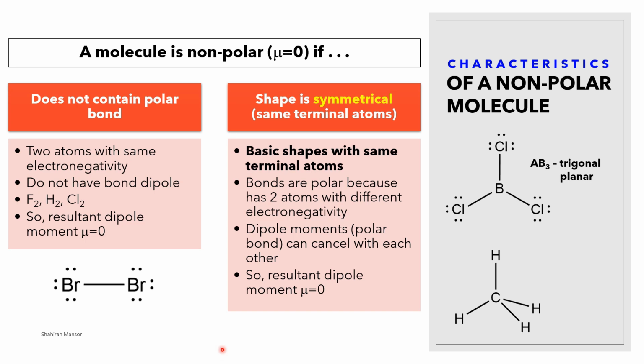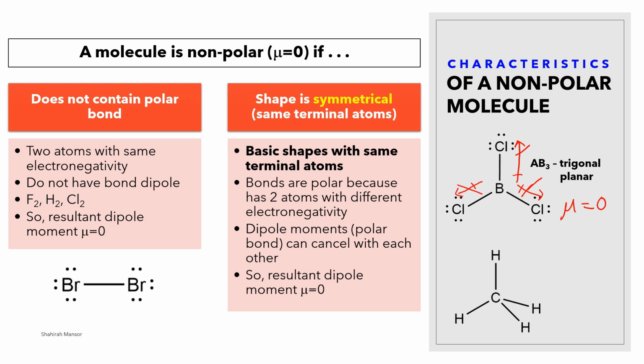So let's take BCl3 as the example here. So BCl3 antara B dengan Cl, Cl is more electronegative. So you can draw this bond dipole. So di sini walaupun this molecule has bond dipole, so this bond dipole can be cancelled with each other. Kita boleh cancel fully ke semua bond dipole. Dan apabila kita boleh cancel ke semua bond dipole, maka mu will be 0.